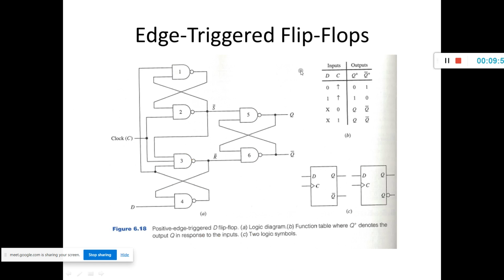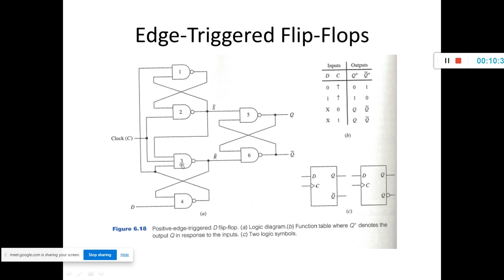So here we have the edge triggered flip-flop. This one I have already explained in the previous slide. D is 0, positive edge of the clock is applied, Q will be 0, Q bar will be 1. When D is 1, positive edge of the clock is applied, Q is 1, Q bar is 0. Irrespective of D, if clock is 0, it will retain the present state. Irrespective of D, if clock is 1, it will retain the present state. So you need to apply the clock in order for this to work as an edge triggered flip-flop. This is a positive edge triggered flip-flop.